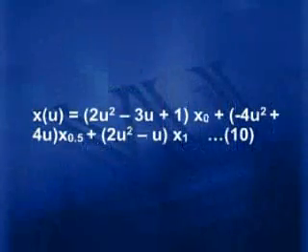We rewrite equation 9 as follows. We write it as x of u now equals 2u squared minus 3u plus 1 times x0, plus minus 4u squared plus 4u times x0.5, plus 2u squared minus u times x1. And now we mark this new modified version of the equation as number 10.